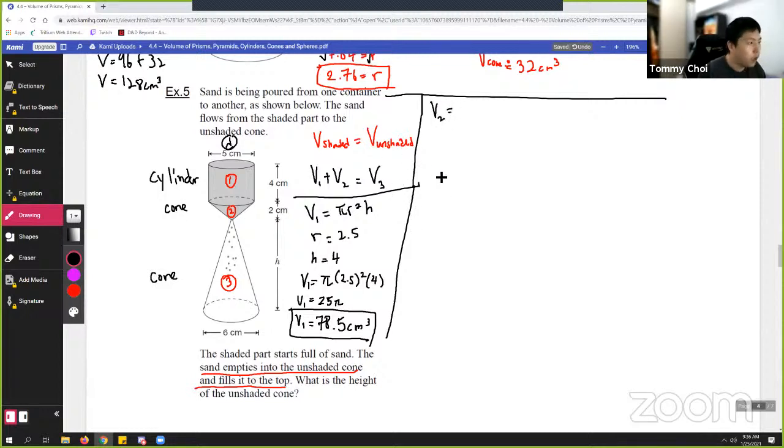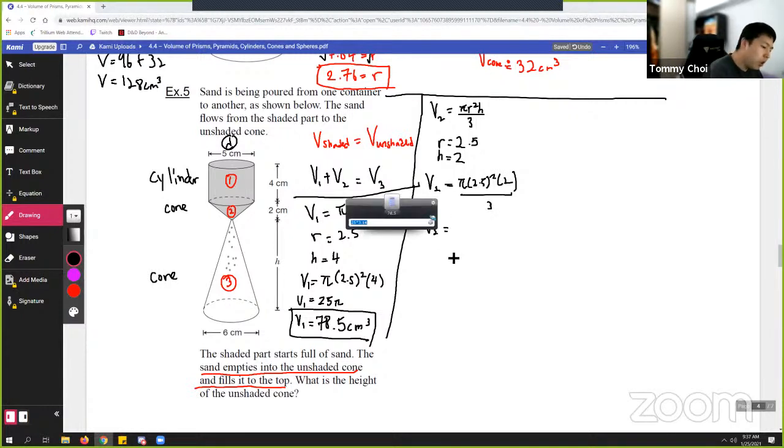For volume 2, we have the cone. And the cone here is pi r squared h divided by 3. We cannot use the shortcut because the heights are different. Make sure you understand that. The radius and the height both have to be exactly the same. So since the height is different, we have to solve this manually. So the radius is still 2.5, but the height is 2. Plugging it into our formula, we're going to get pi times 2.5 squared times 2 divided by 3.